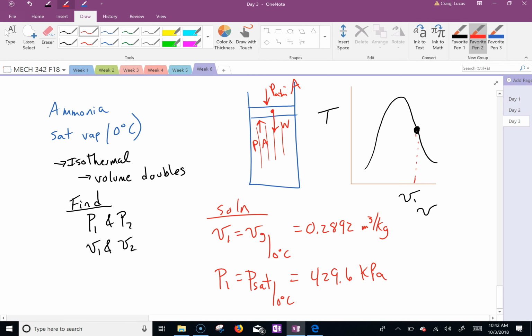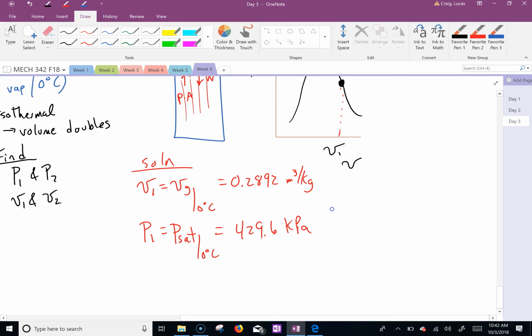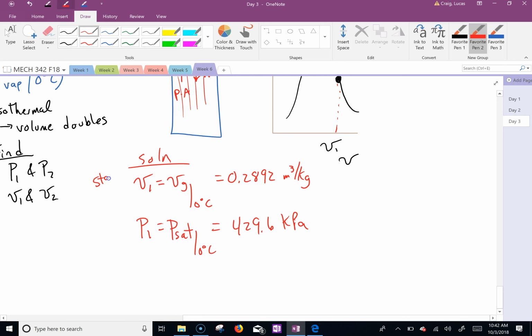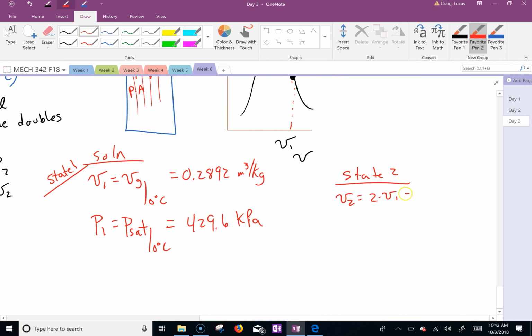Okay. What about state 2? So the volume doubles. So that's easy to find, right? I should have made a heading, right? State 1. State 2. V2 is 2 times V1. That's easy enough. 0.5784 meters cubed per kilogram. Okay.